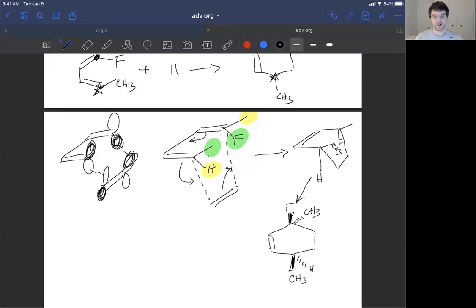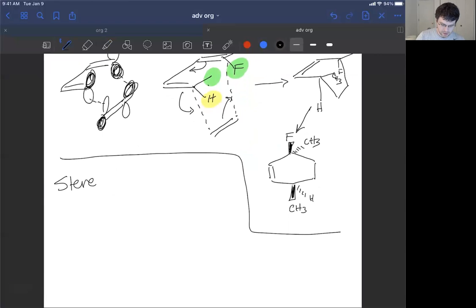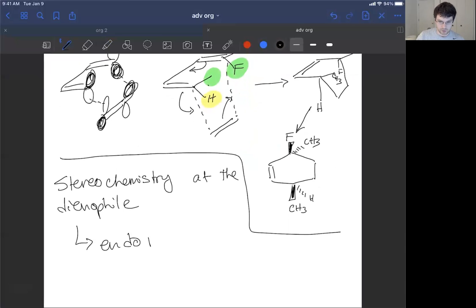And there's my stereochemical outcome as controlled by the diene. Now, we haven't even talked about the dienophile. And to review that, I'm going to go ahead and just touch on the Endo Rule. So, stereochemistry at the dienophile. Okay, this is where we come into the Endo Rule.